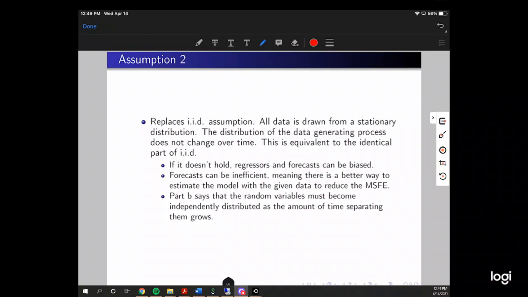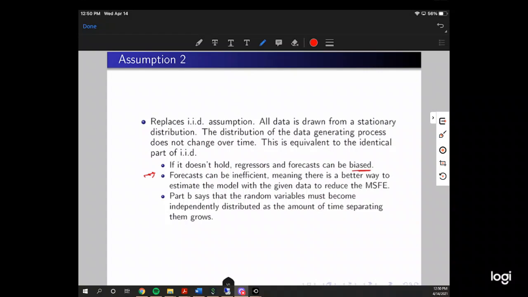Assumption number 2 replaces the IID assumption, the independently and identically distributed assumption, from the multiple regression models. This means that all data is drawn from a stationary distribution. The distribution of the data generating process does not change over time. If it doesn't hold, the regressors and forecasts can be biased, just like in the multiple regression model. If we have omitted variables, then we get biased coefficient estimates. Same with time series, that doesn't change. The forecast can be inefficient, meaning there is a better way to estimate the model with a given data to reduce the mean squared forecasting error. So this says that if we don't have the correct model, our forecasts are inefficient.